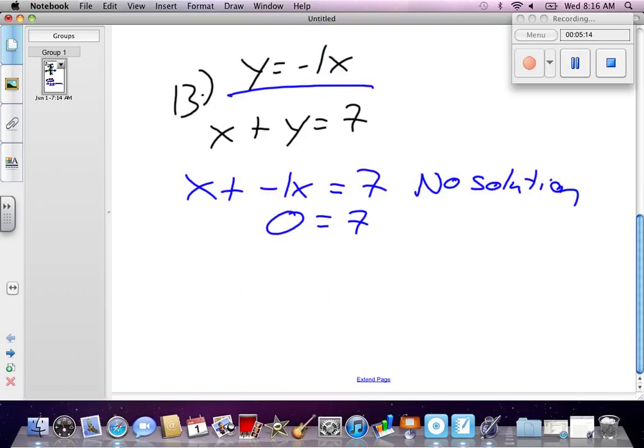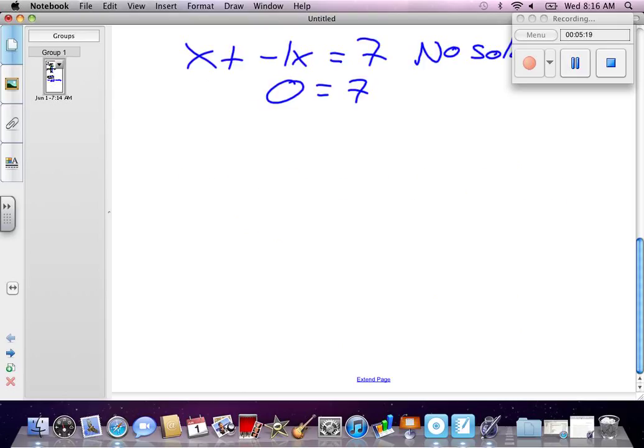Okay, let's look at 14. For number 14, we have x plus y equals 8 and x minus y equals 4. Okay, raise your hand if you want to graph. Raise your hand if you want to do substitution. Raise your hand if you want to do elimination.